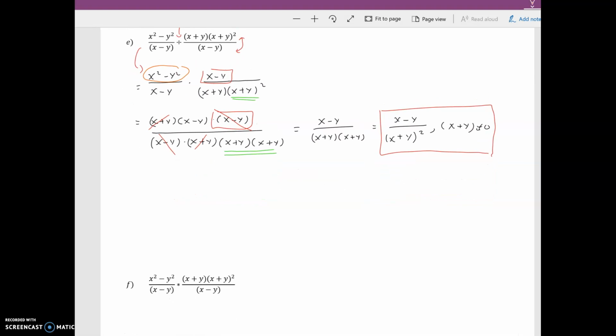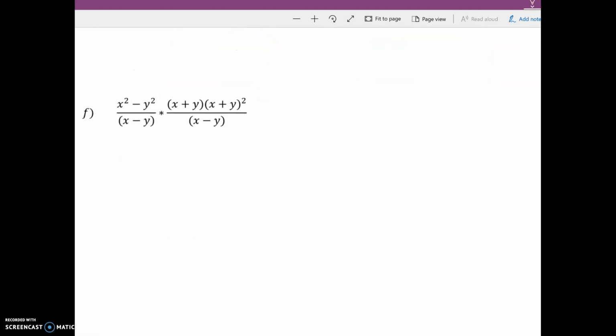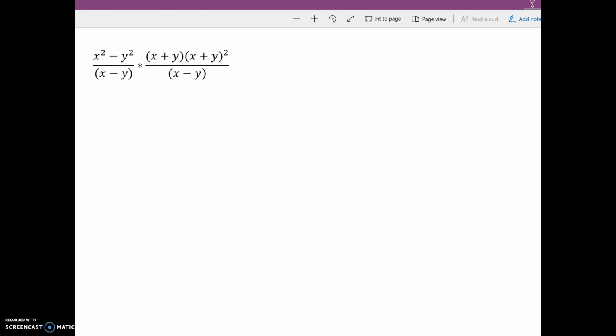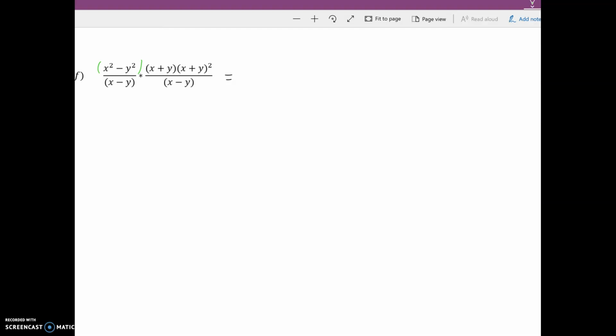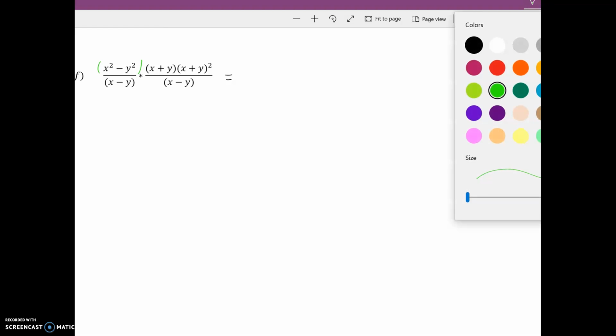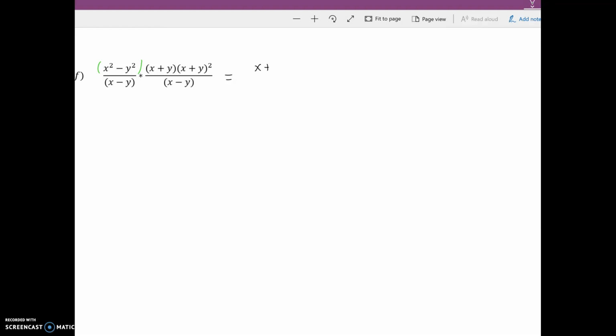Okay, let's take a look at the same type of problem, but in this case, we're simply looking at a multiplication. So for this one, what you could do is, from the first step, factor all common factors and see if any values are going to cancel. So I'm just going to rewrite the x squared minus y squared and factor it out. So you're going to have x plus y times x minus y over x minus y, which is your first fraction.